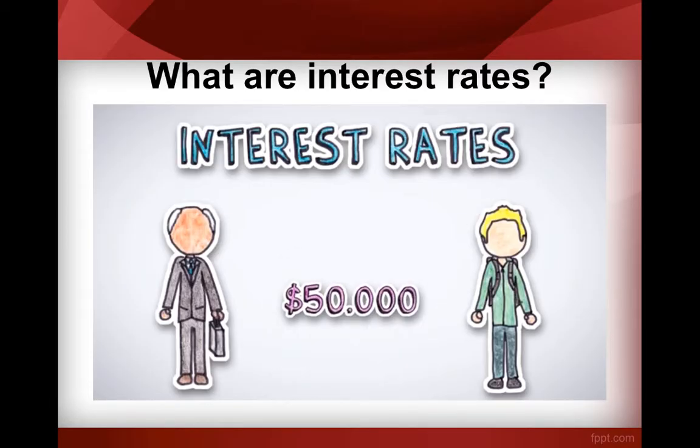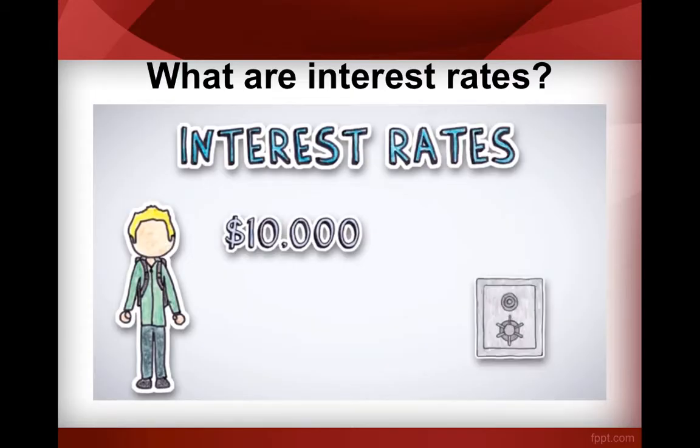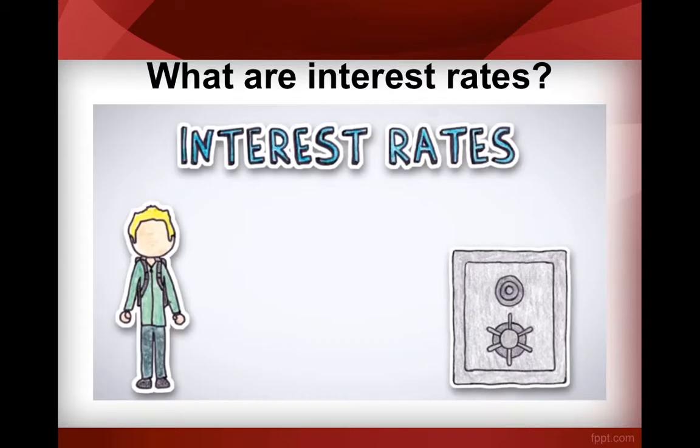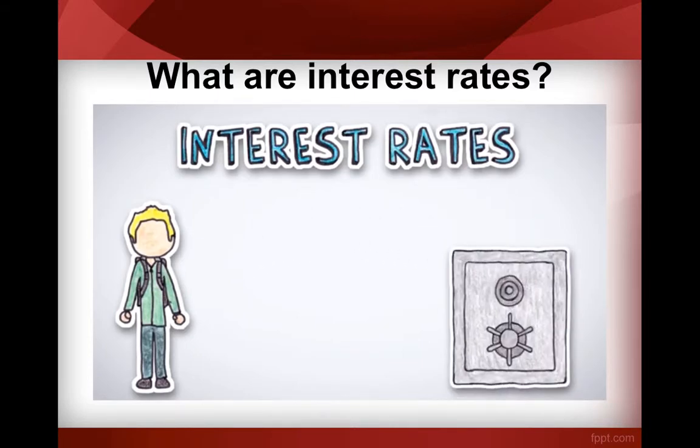Here's another scenario. Imagine Ben has saved up $10,000 that he keeps in a savings account at the bank. By keeping his cash there, he is actually lending his money to the bank. The bank can then use this money for investments or to lend to other people. Just like the bank charged Ben an interest rate for the money he borrowed for university, the bank pays Ben an interest rate in exchange for keeping his money with them. The longer Ben keeps his money in his savings account, the more interest he will earn.